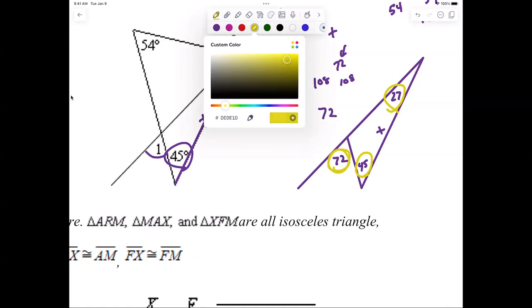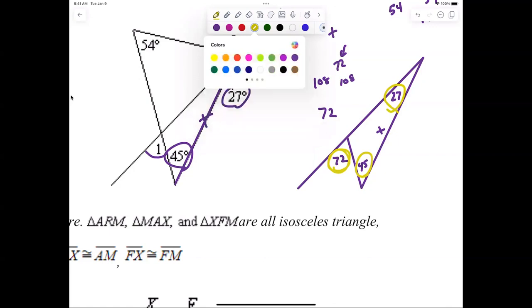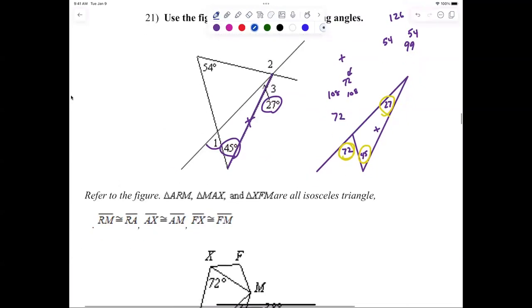All right, yellow is just not a good color. Okay. All right, here we go.